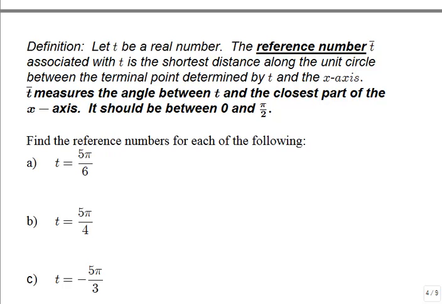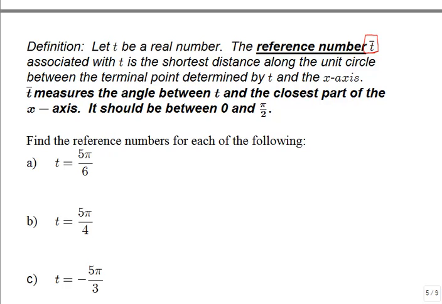Now the next thing we're going to talk about is something called a reference number. So we're going to let t be a real number, and then we're going to say that the reference number, t bar, and that's what this notation means, t bar, associated with this t is the shortest distance along the unit circle between the terminal point determined by t and the x-axis.